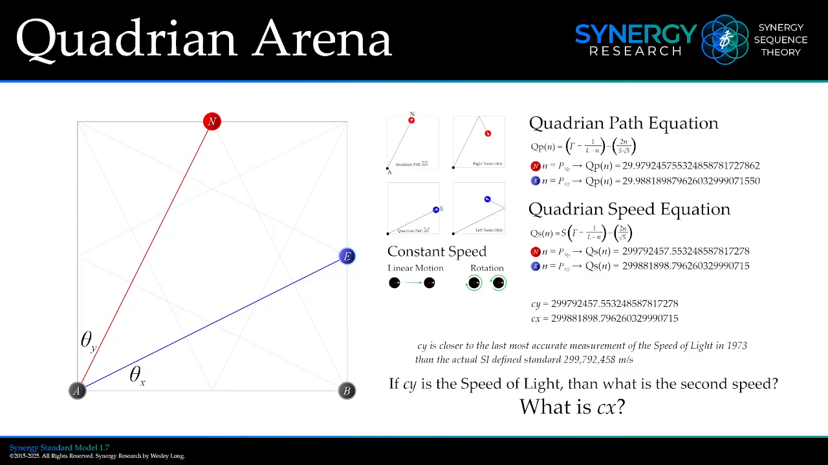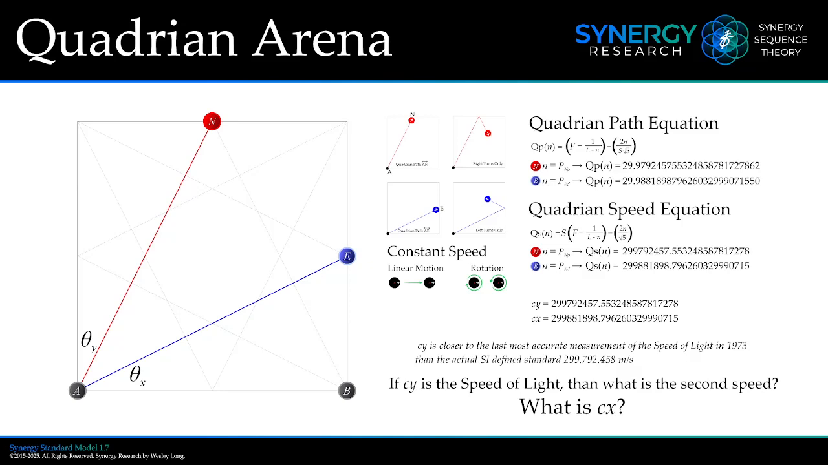Now here's where it becomes remarkable. For the north path, the path governed by right turns and angle theta y, the resulting speed is cy equals 299,792,457.532. That is just 0.4468 meters per second away from the 1973 most accurate measured value of light, prior to the fixed SI redefinition. In fact, it's even closer to reality than the SI value of 299,792,458, which was set by fiat, not by physical observation.